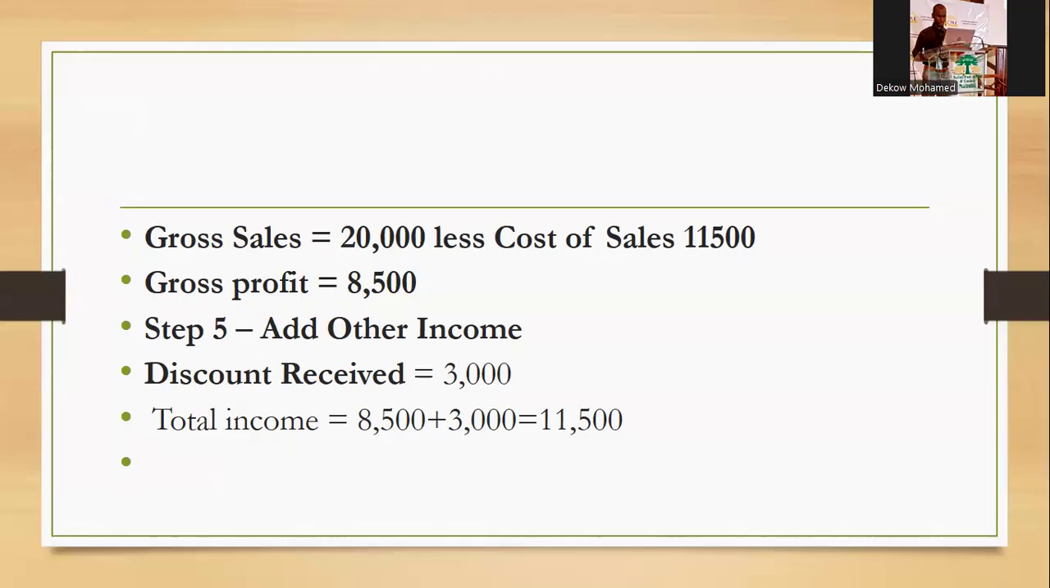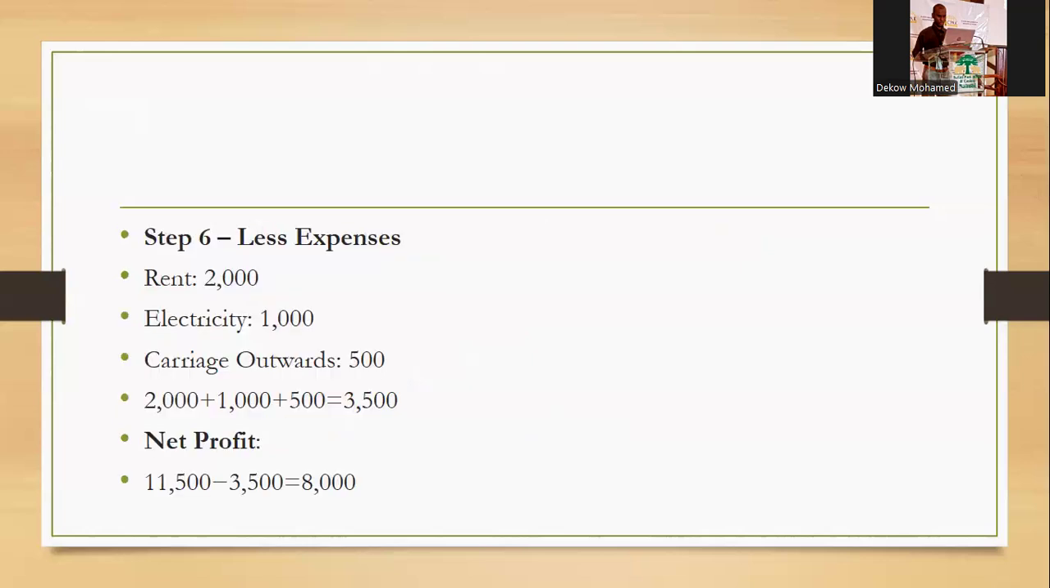Once you have the gross profit, you look for other incomes. Normally, all the incomes have a credit balance. In that ledger, you look at the credit side where incomes have that credit balance, but expenses have a debit balance. Now, from step 5, we go to step 6, whereby we are going to less the expenses.